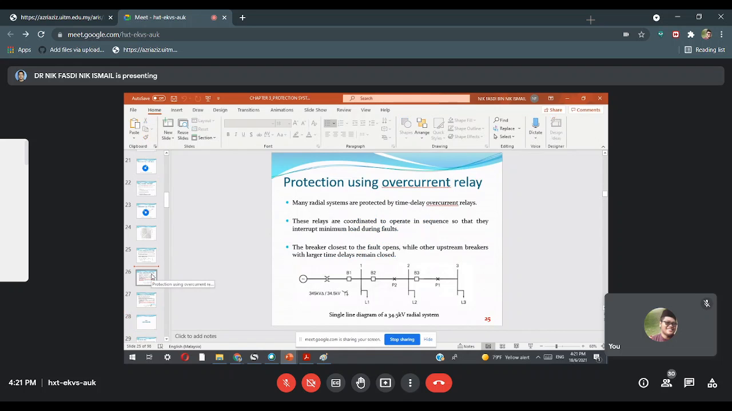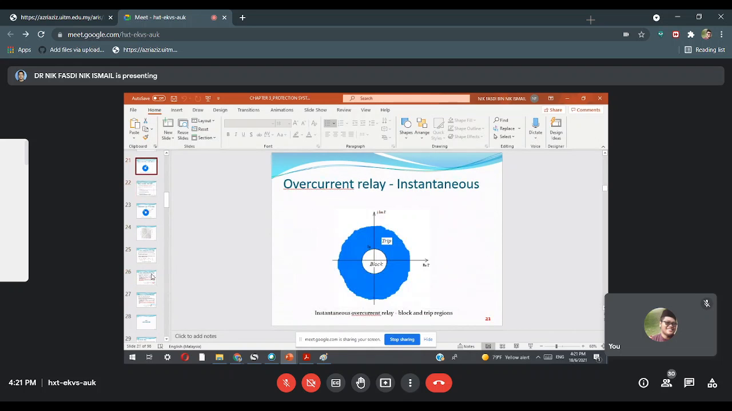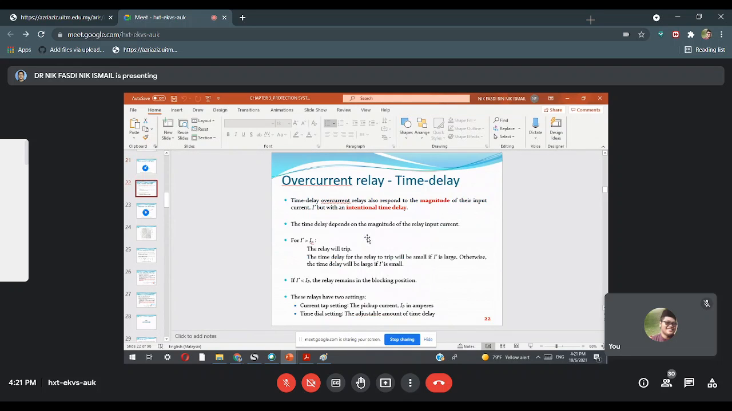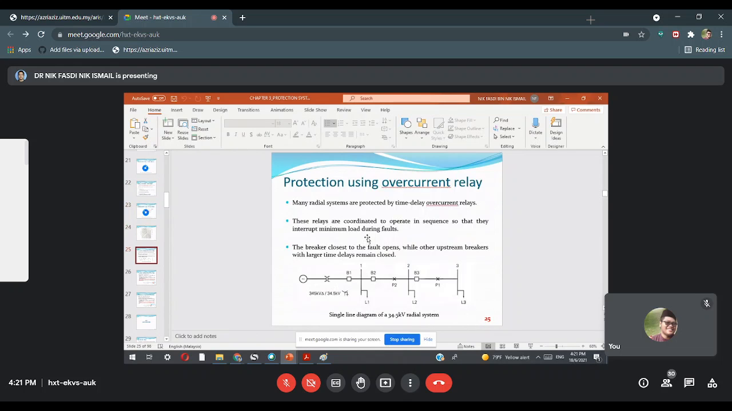So faham? Overcurrent relay, konsep dia it must be higher than the pickup. Itu nama dia overcurrent, over the pickup current. And then dia ada dua type of overcurrent. Satu instantaneous and the other one is time delayed.